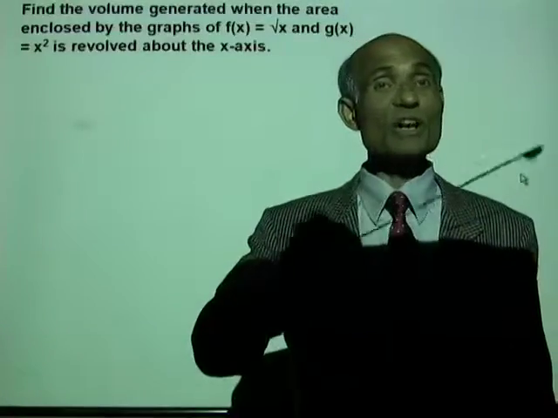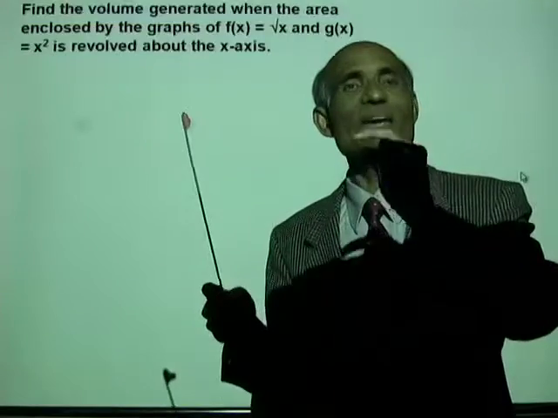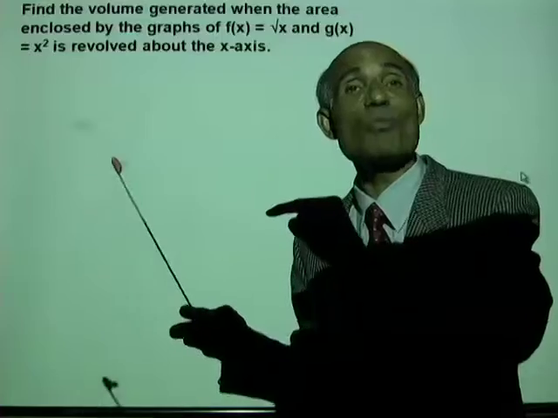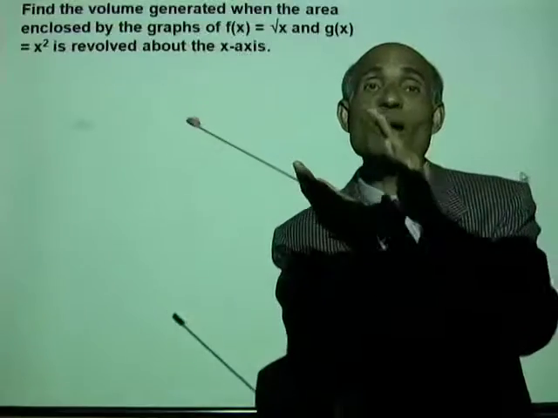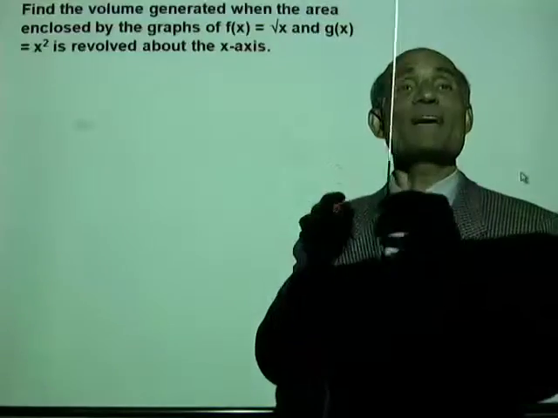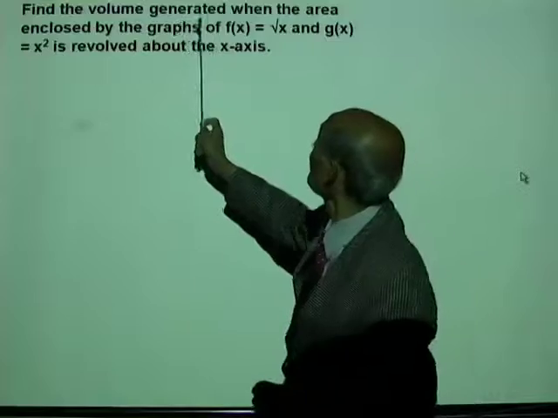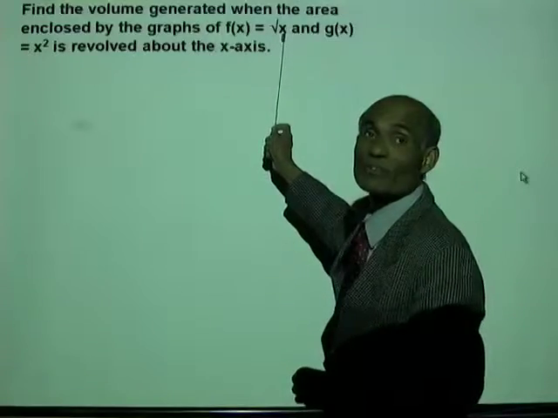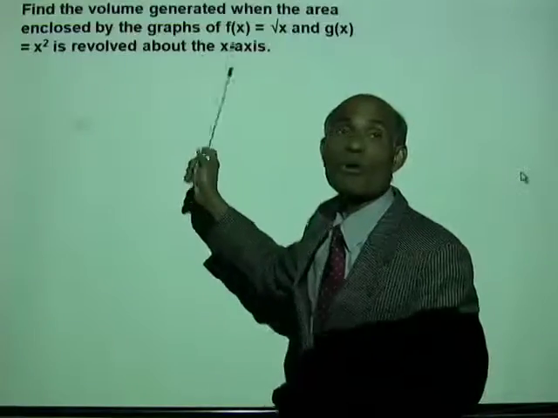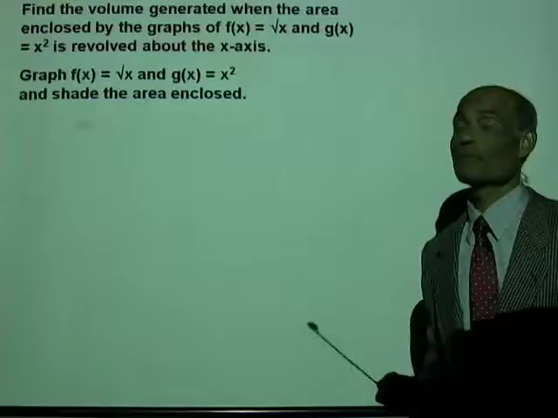Now, what we did earlier was two functions of y, x equal to y squared and x equal to square root of y. The area enclosed by the graphs of those two functions was revolved about the y-axis. This time we have two functions of x, f of x equal to square root of x and g of x equal to x squared, revolved about the x-axis. All right, how does that look?